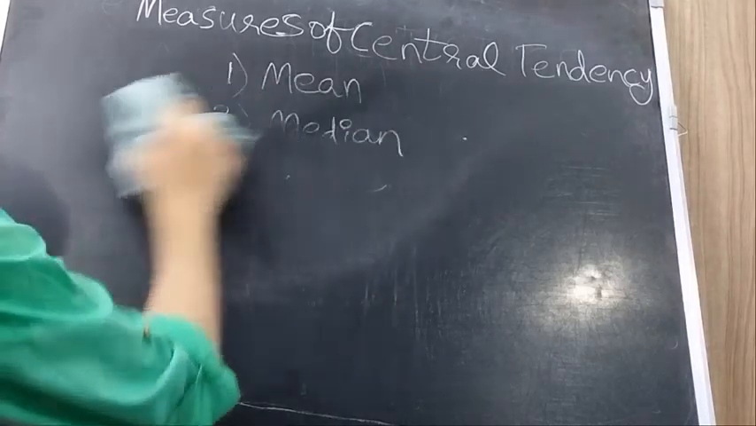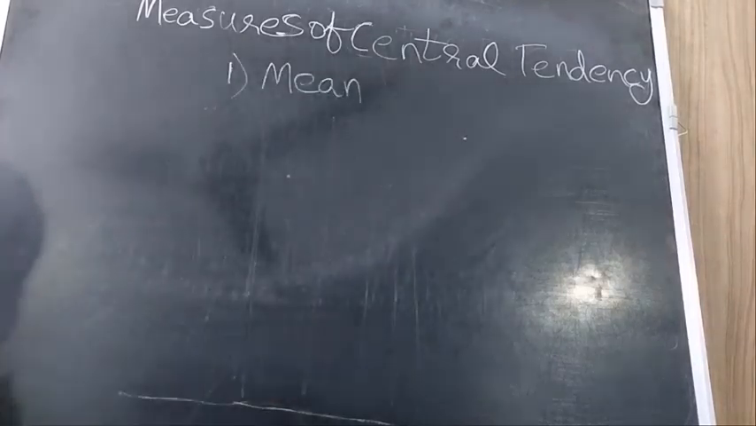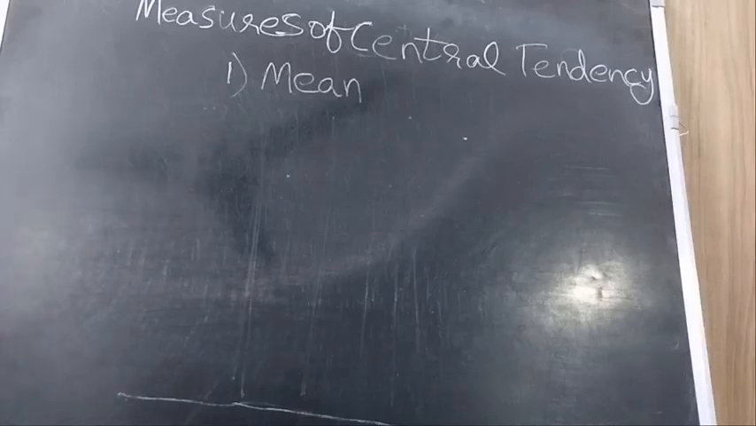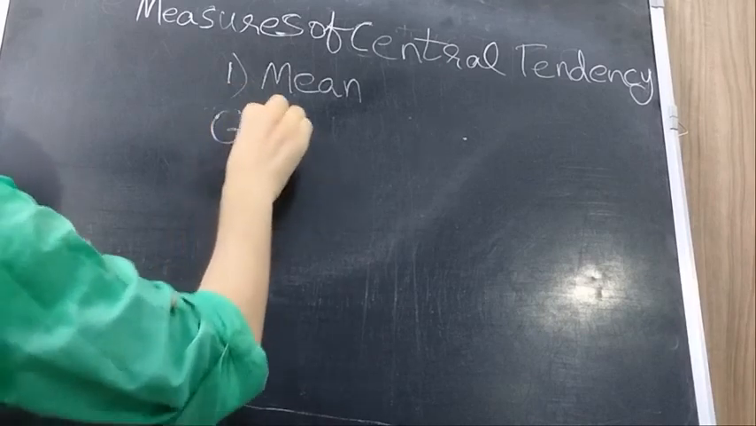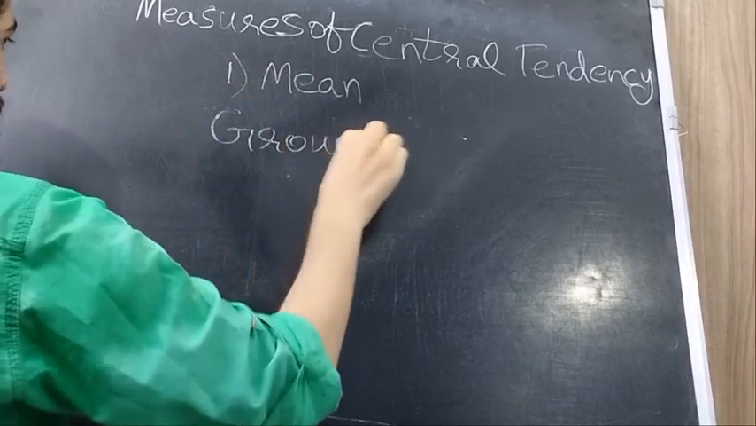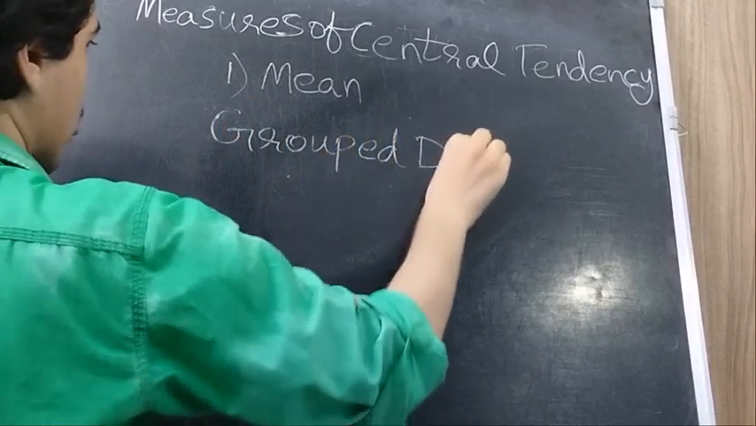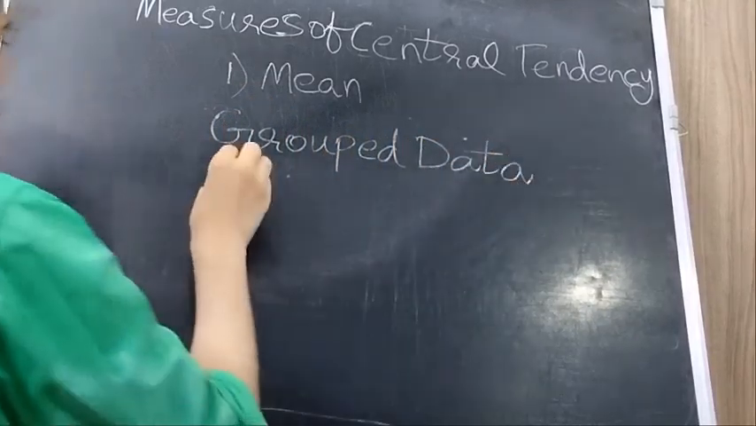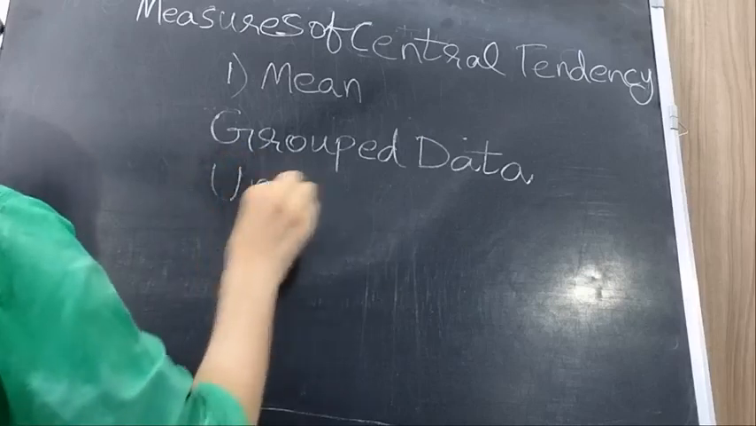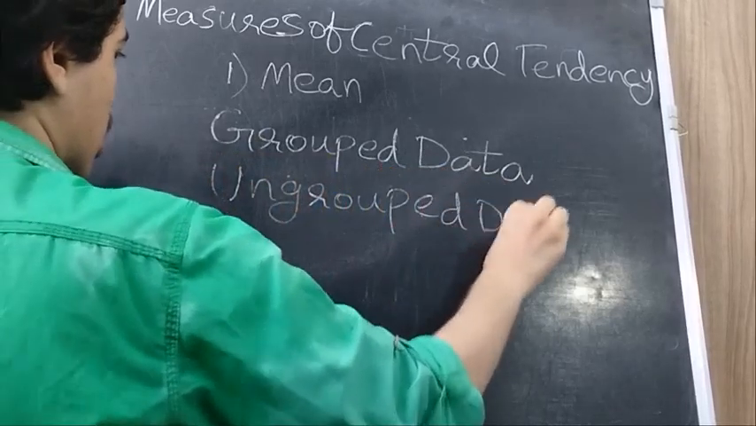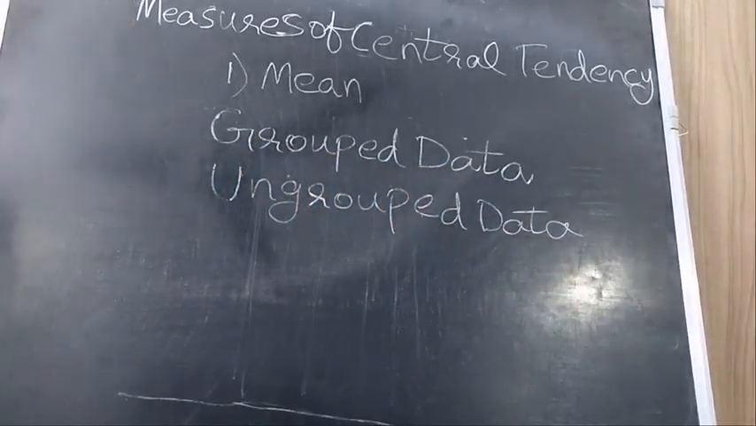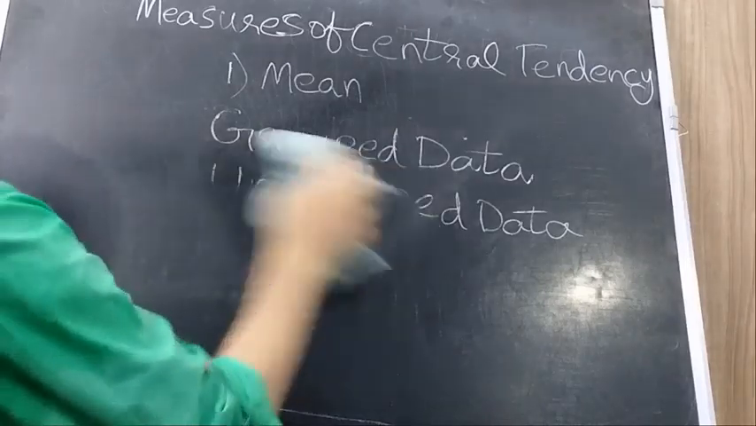First one, mean. Mean means the average of all the numbers. First, what is the mean definition? Average of all the numbers. Now we will see what is mean. So in mean there are two types of data. Not only in mean, in median and mode also there are two types of data: grouped data and ungrouped data. So first we will see what is ungrouped data.